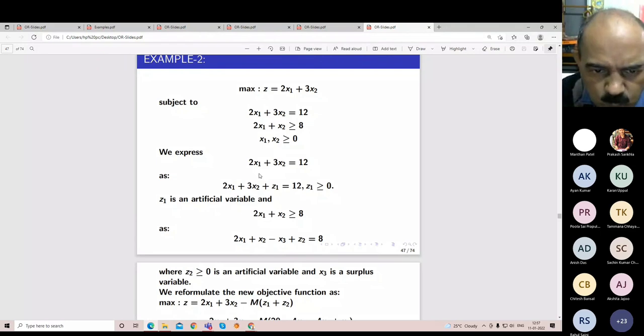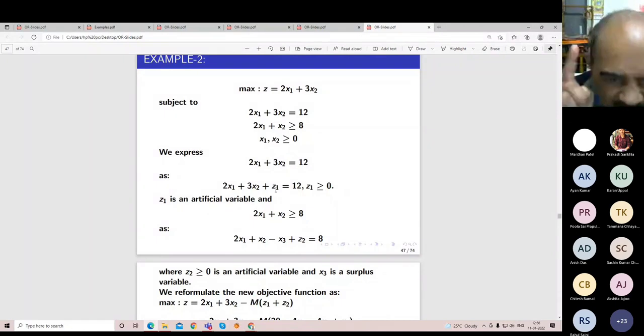So 2x1 plus 3x2 equal to 12 becomes 2x1 plus 3x2 plus z1 equal to 12. I am adding something, z1. This is called an artificial variable, artificially added. We have to make this artificial variable 0 in the final table. If you cannot make it 0, then our solution is infeasible.